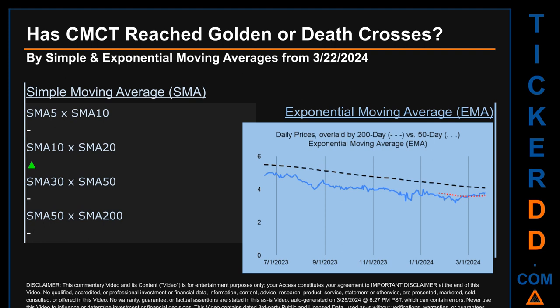Continuing with SMA, we looked across the 5 to 10, the 10 to 20, and the 30 to 50-day ranges to see if golden and death crosses had been reached. We found a golden cross signal for the 10 to 20. We could not find either a golden cross or a death cross signal for the 5 to 10, the 30 to 50, and the 50 to 200.